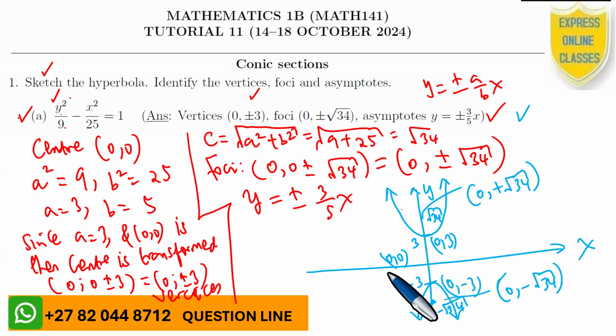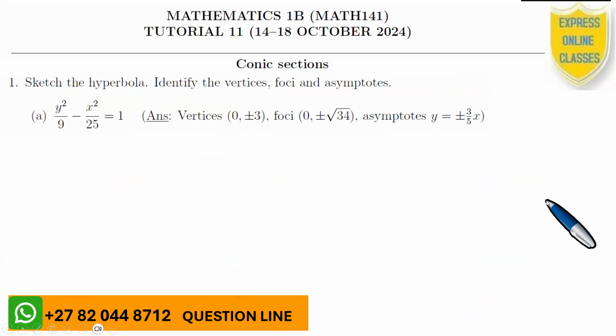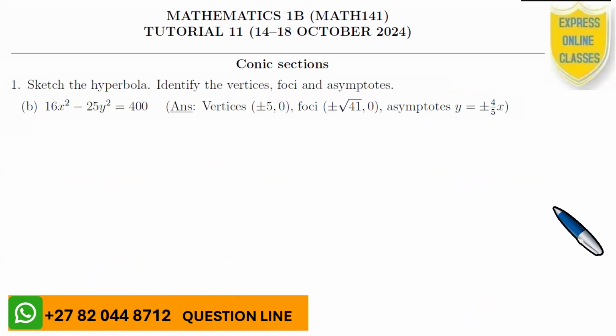So we continue. Let's move on to the next question. We're moving on to 1B. Sketch the hyperbola and identify its features.